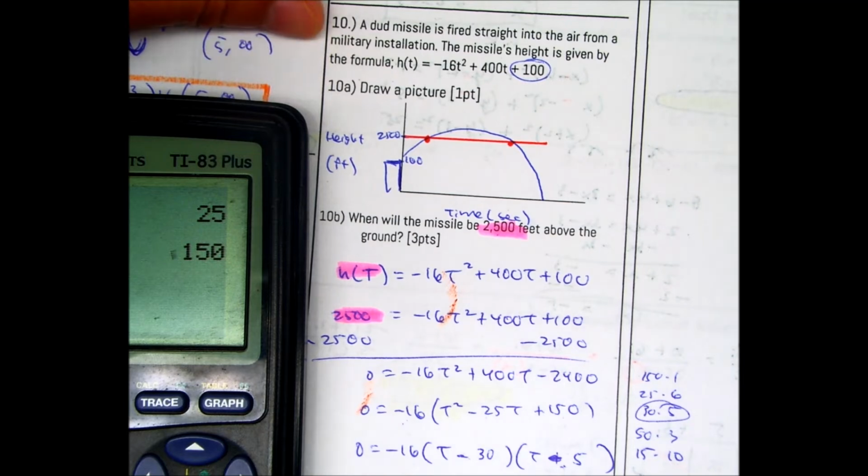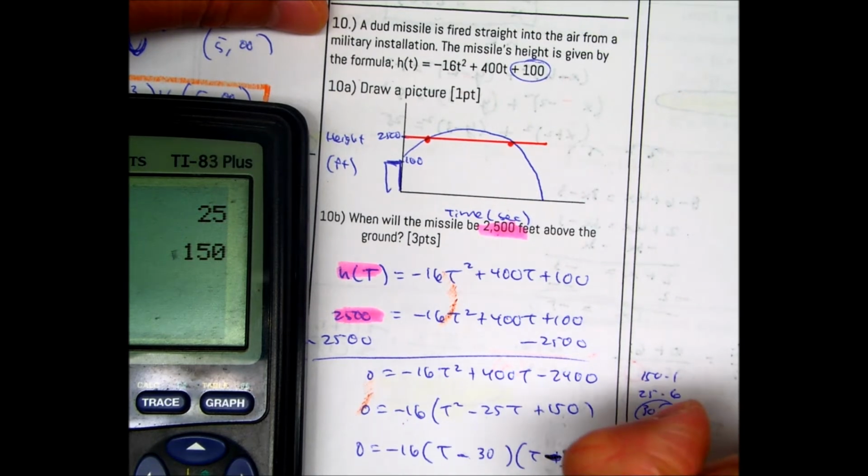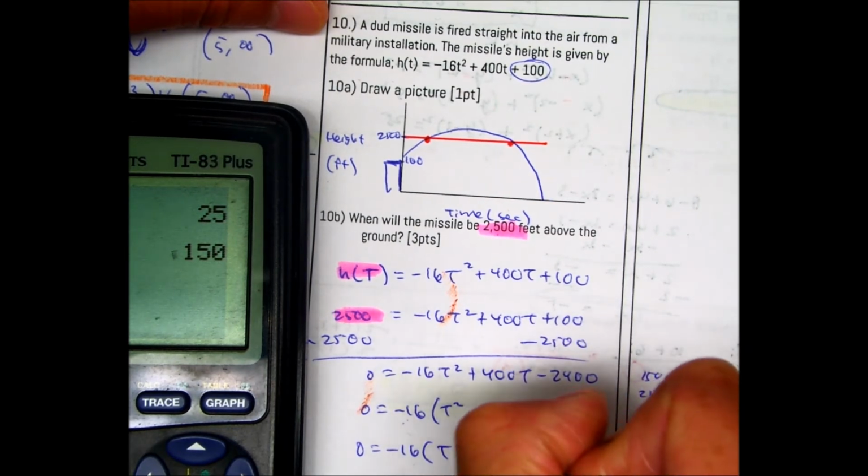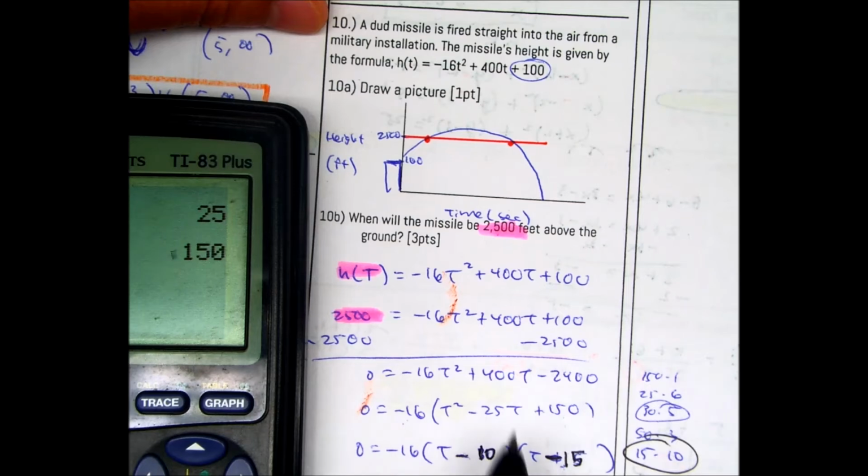Let's use a different color. Black. So negative 15 and negative 10. That works. t squared, negative 15t, negative 10t, and then positive 100. So that works.